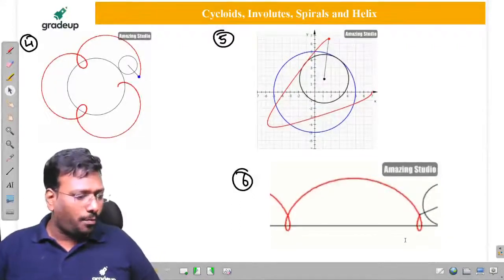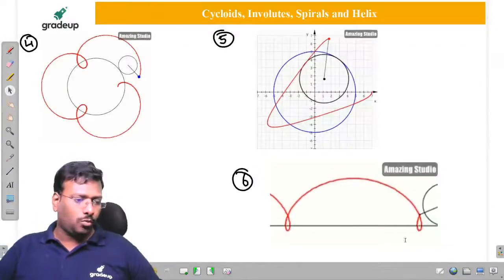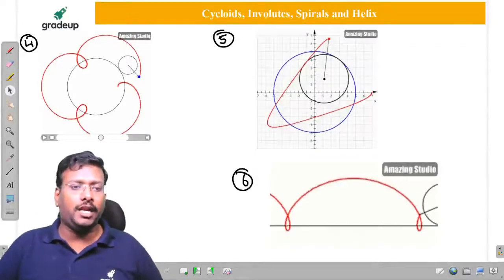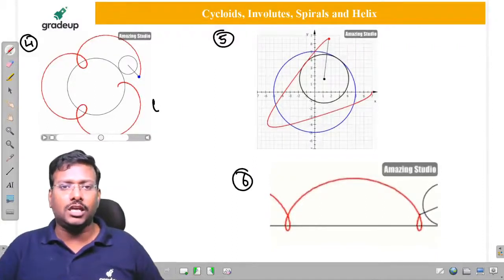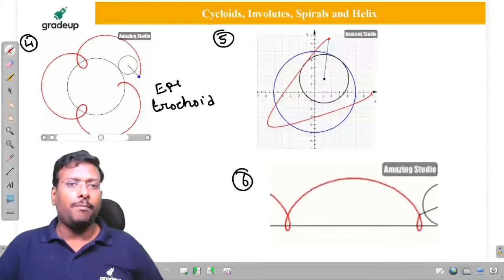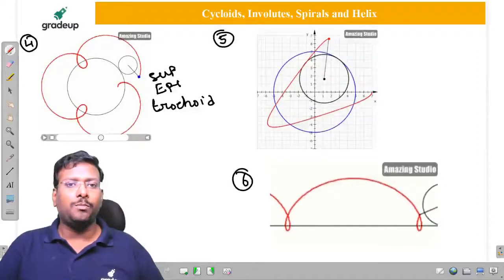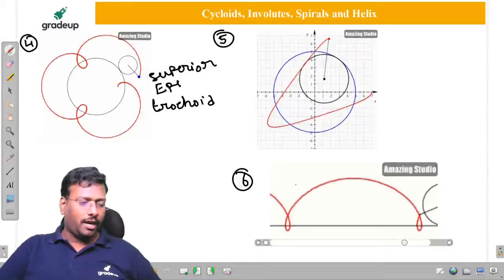Sir, third one is superior trochoid. Okay, I will come again, Vishal, don't worry. Atul, what did you give? Superior epitrochoid. Excellent, excellent. The point is outside. Therefore, it is trochoid. But if it is rolling outside, epi. But the point is beyond the circumference of the circle. Therefore, superior. Excellent, my dear. Fourth one is correct. Superior epitrochoid. Perfect, Twinkle and Atul.